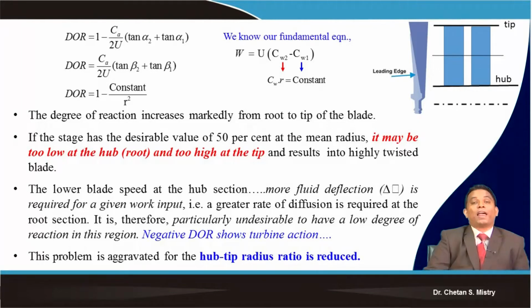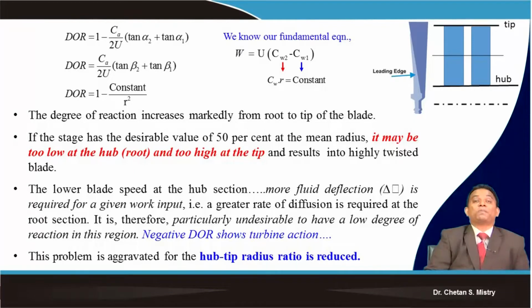Sometimes when you are doing the actual design calculation, you will find the degree of reaction coming negative. Now we know that when I say the degree of reaction is 0, that means the whole diffusion is happening only in my stator. Okay. Now the situation is, if my degree of reaction is coming to be 0, my whole diffusion is happening in my stator.